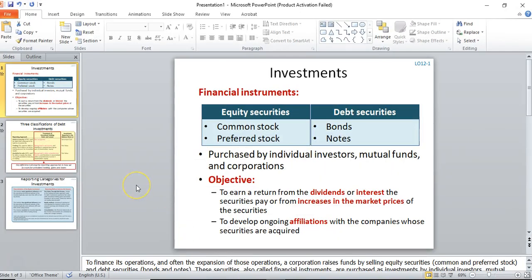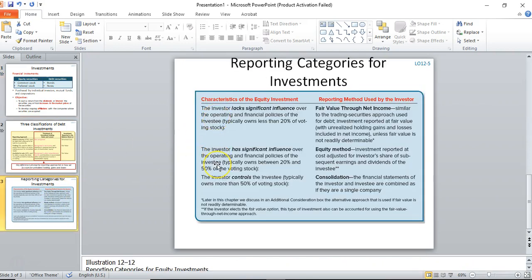Back to our class slides. When we purchase stocks of another company, that's an equity investment. When it's an equity investment, there are three ways to account for it. First, fair value through net income when we don't have influence over the investee. Second, the equity method when we have influence over the investee. And if we can control the investee company, we consolidate the investee company.